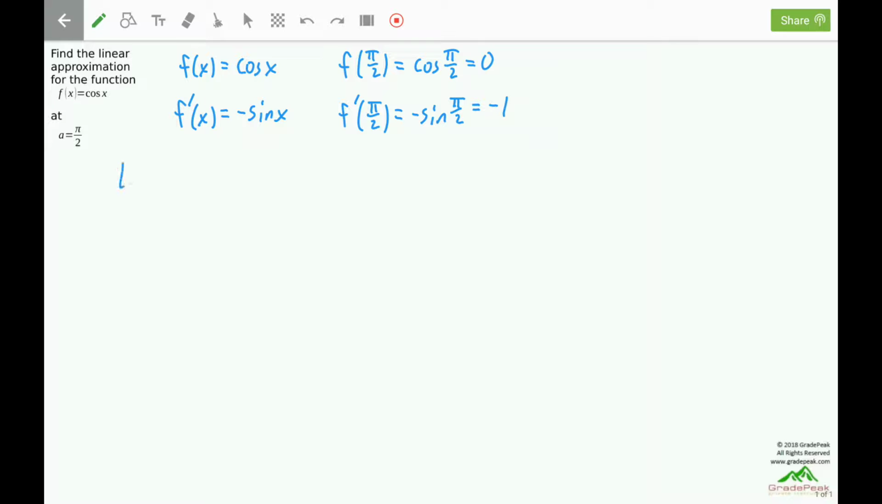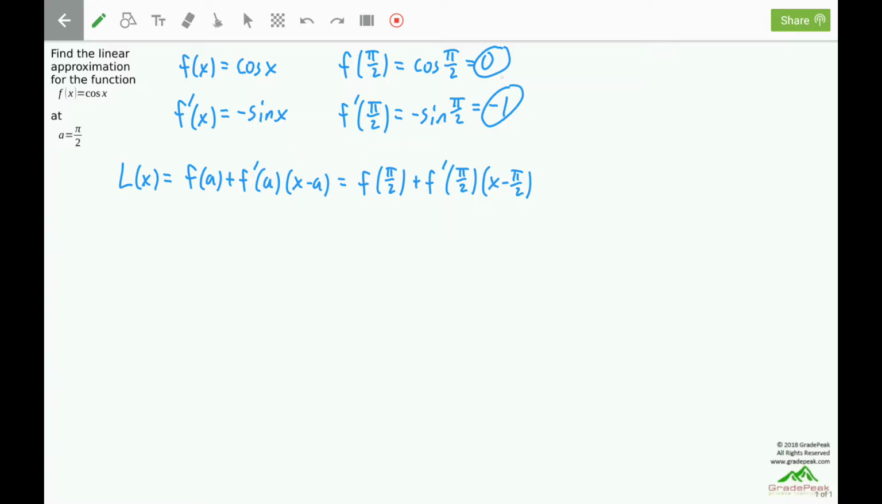The linear approximation formula, L of x, is f of a plus f prime of a times x minus a. For this problem, a is pi over 2, so this can be written as f of pi over 2 plus f prime of pi over 2 times x minus pi over 2. We have values for f of pi over 2 and f prime of pi over 2. They can be put into place.